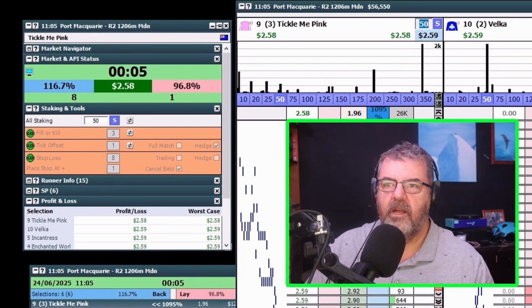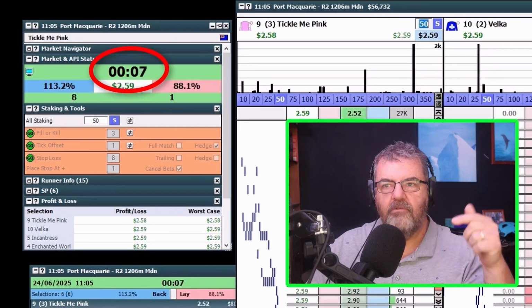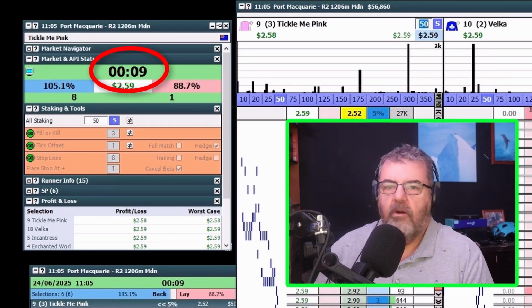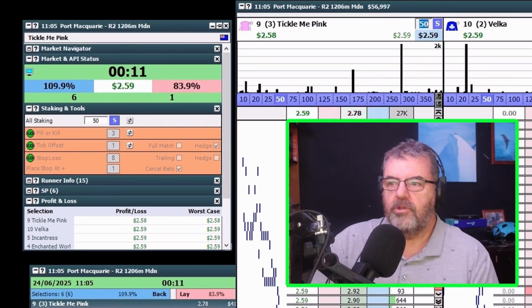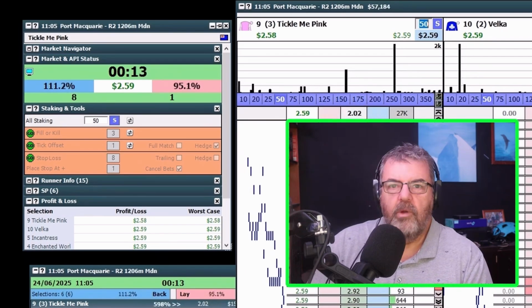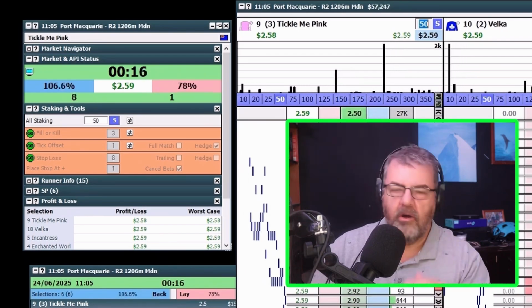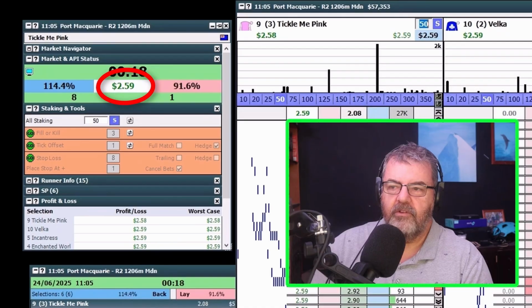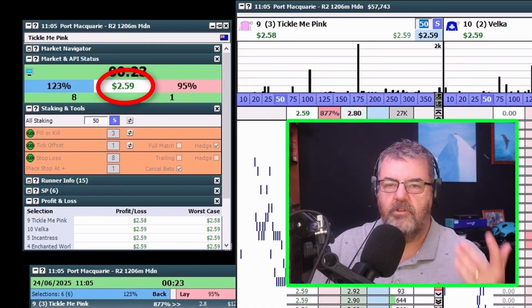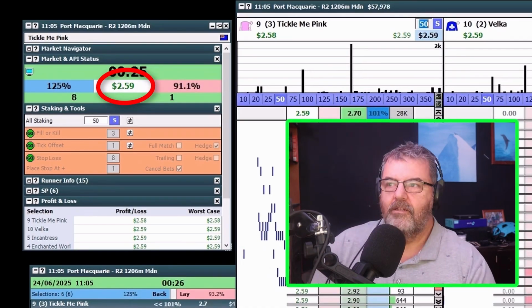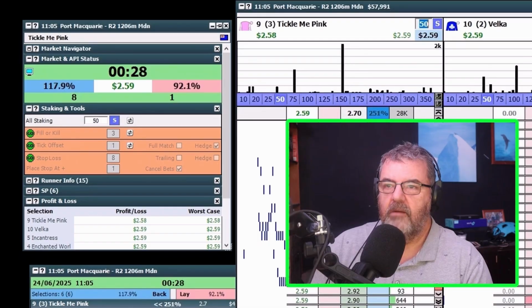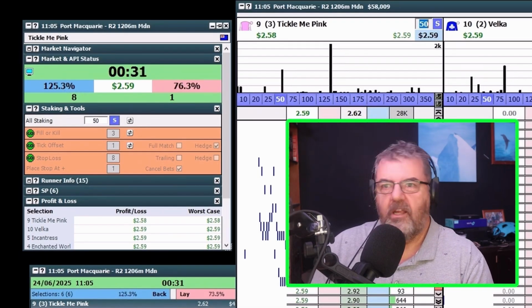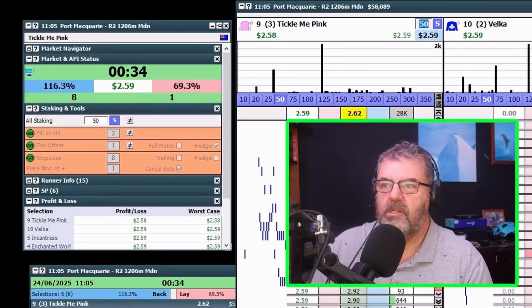So the race is in play now. You can see the timer is going up rather than coming down, and I don't care. I don't need to sit here and watch the race. I don't need to care who wins the race. Regardless, I've locked in and squared away my green profit, and I get to keep $2.58 or $2.59 regardless of the outcome. So there's no point sitting here watching it because it really makes no difference to me.